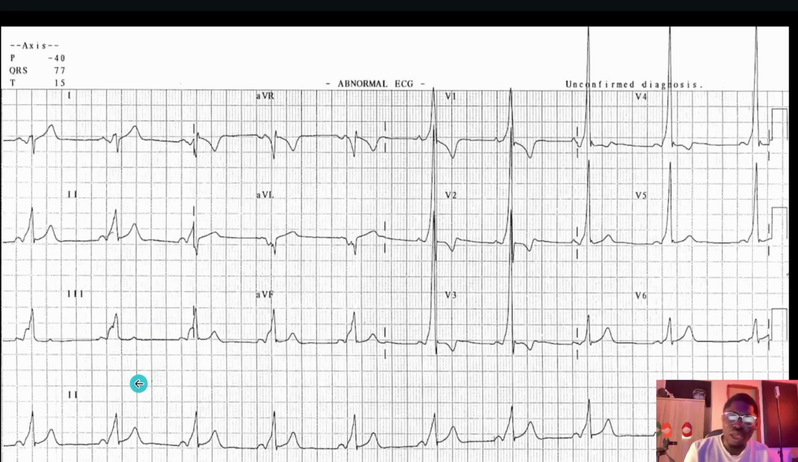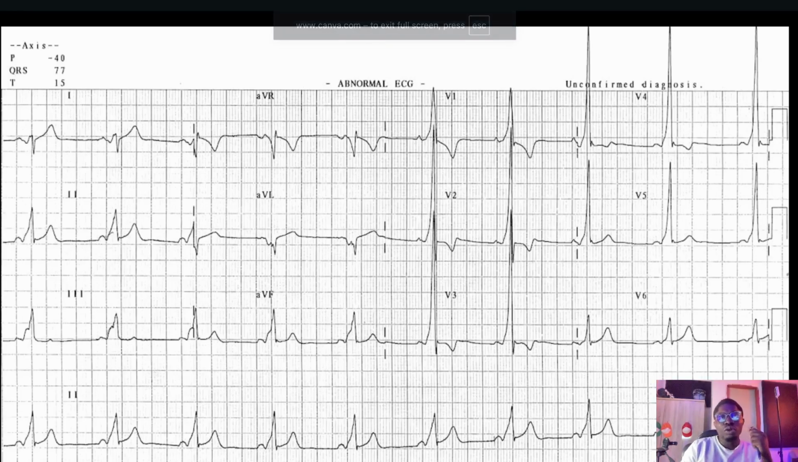The next thing we have to think about is whether it is regular. We can see 1, 2, 3, 4, 5 and a half, then 1, 2, 3, 4, 5 and a half, then 1, 2, 3, 4, 5, a little bit extra, not too much, then 1, 2, 3, 4, 5 and a half. So yeah, it's regular. It's sinus, it's regular.